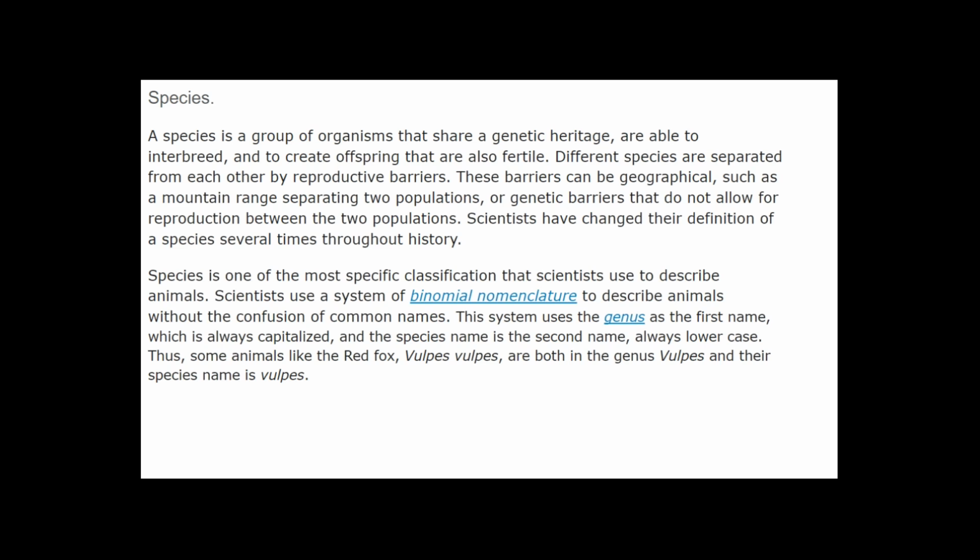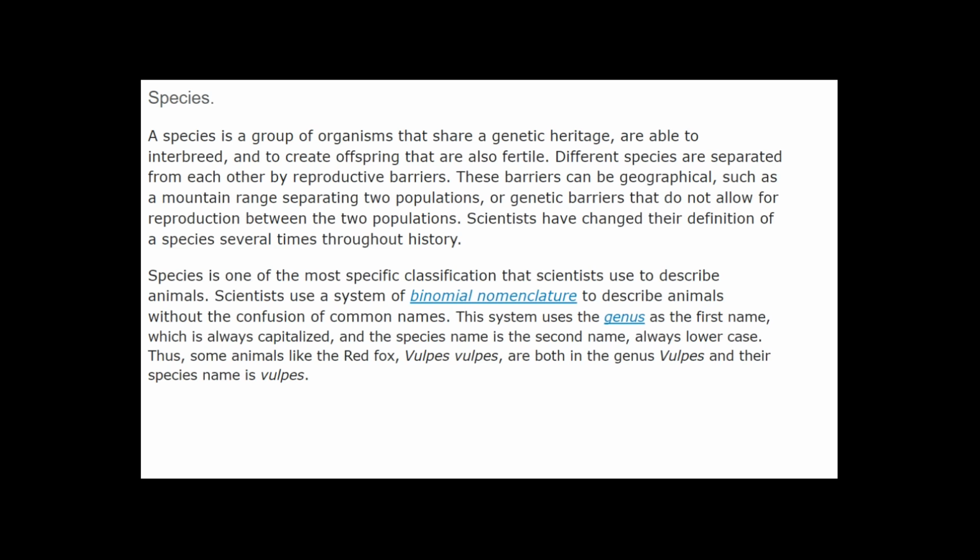You can think of one lake separating into two, and from that you have different populations. The fish become separated from each other and become different species, or there are genetic barriers that do not allow for reproduction. Again, the horse and the donkey, it's a genetic barrier.